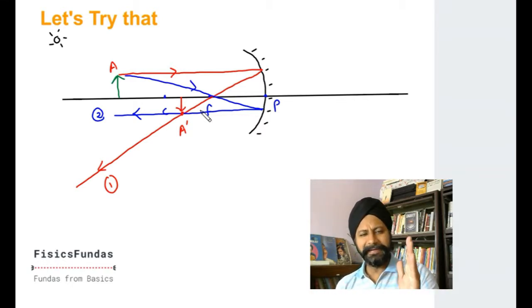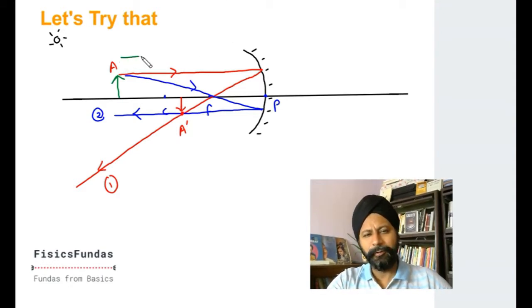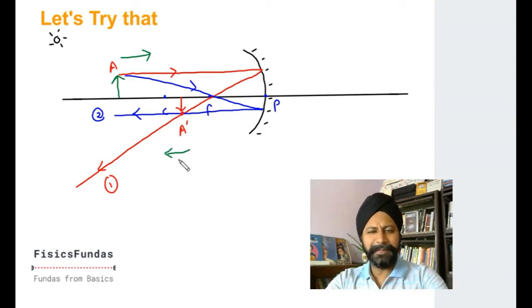So let's say the object was here and the image is formed here. What happens as I move the object closer to the mirror? Look at the pattern. As I move this object closer to the mirror, the image starts going further away. It starts going the other way, and as it does, it gets bigger and bigger. So look at the pattern here.